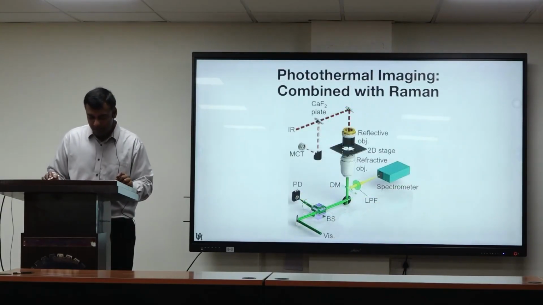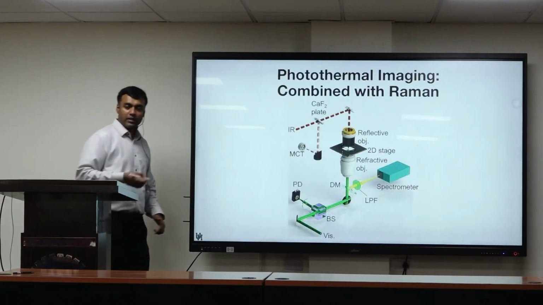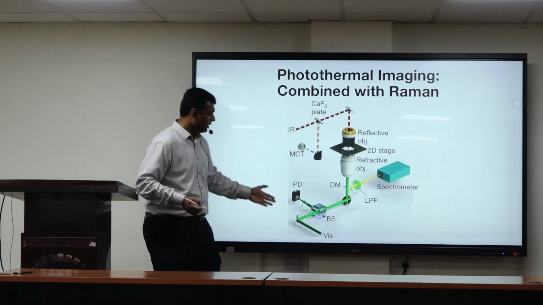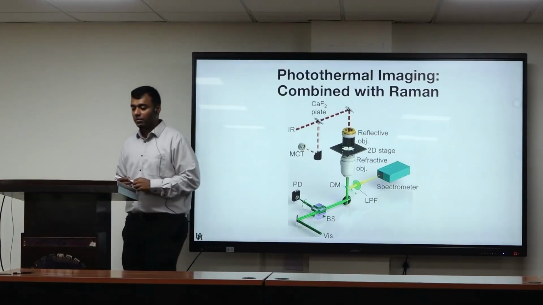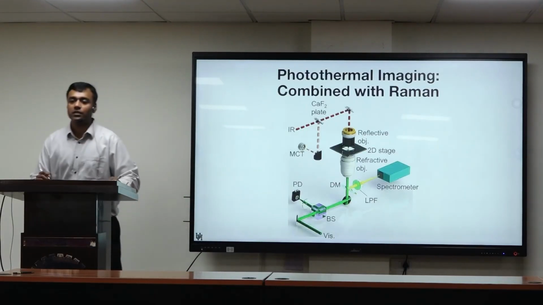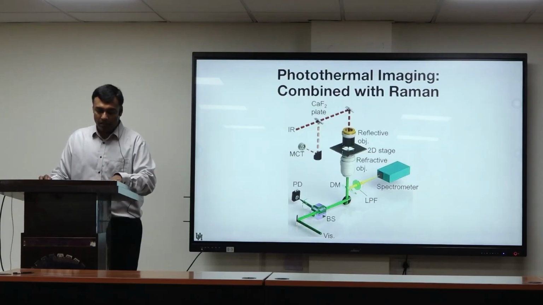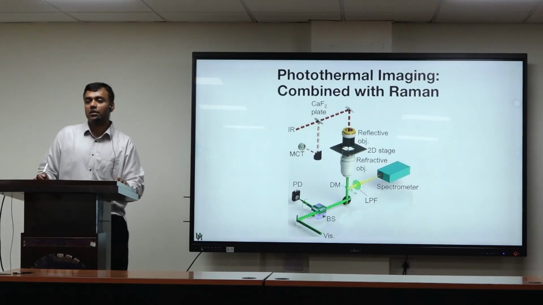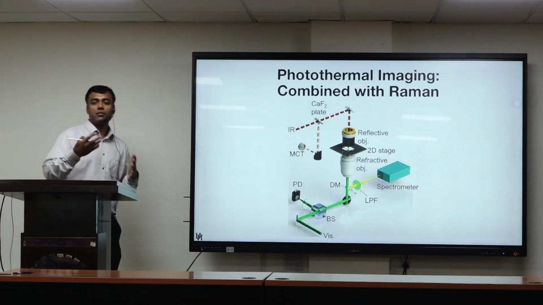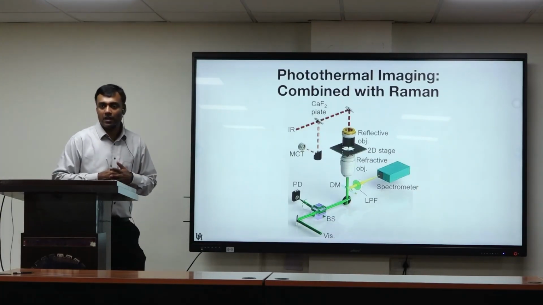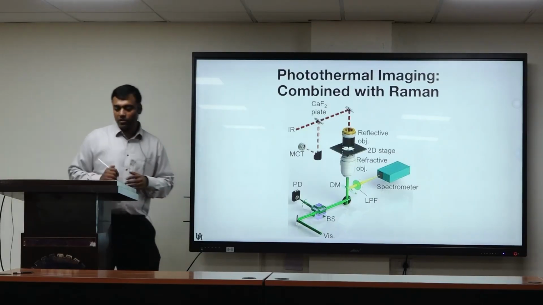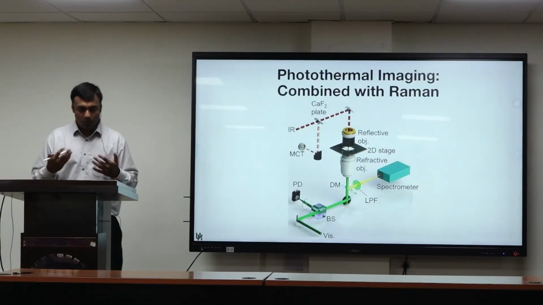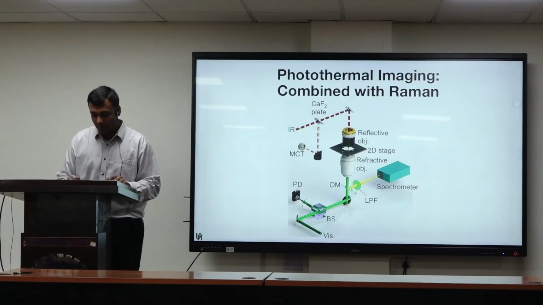People have done this. Not only that, because you already have a lot of the components here, people have also put in Raman. In the lecture on different mechanisms of light-matter interaction, I spoke about the different Raman processes, like the Raman scattering effect. So you can build photothermal along with Raman at the same time into one instrument. That's one possibility.